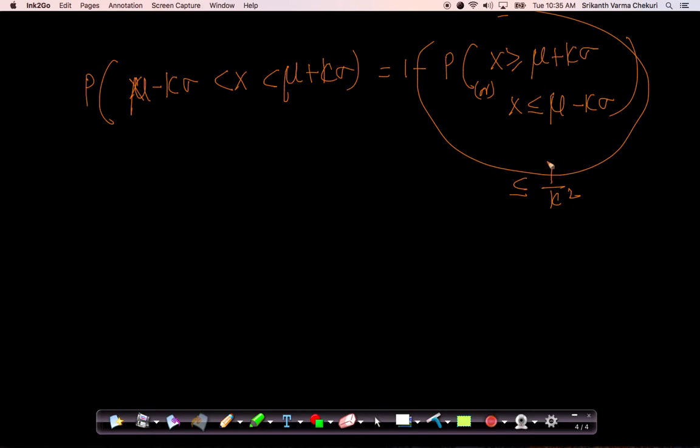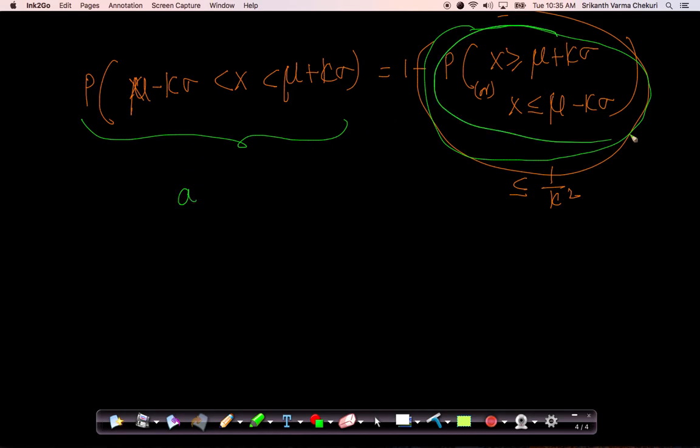We know that, right? So now can I write it this way? We know that this value is less than or equal to 1 by k square, right? Now look at this. This is one probability. Let's call this A, just for simplicity, okay? Let's call this B. So we have A equals 1 minus B. I'm writing this whole thing as A, and this whole thing as B. Now we know that B is less than or equal to 1 by k square.